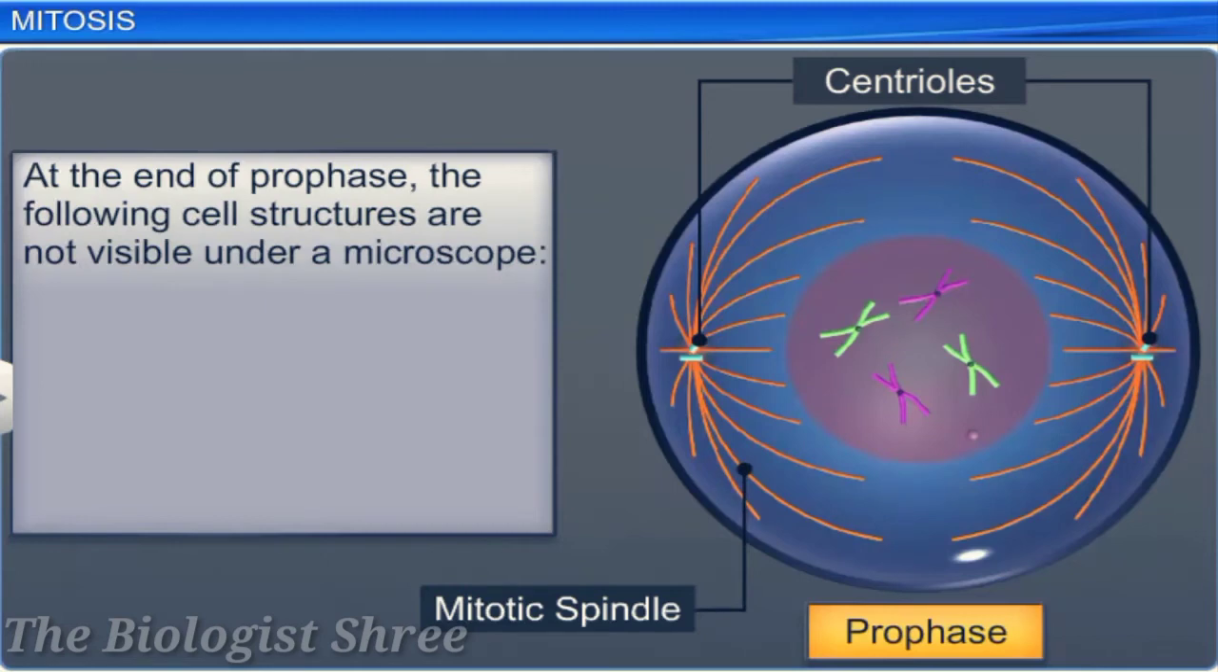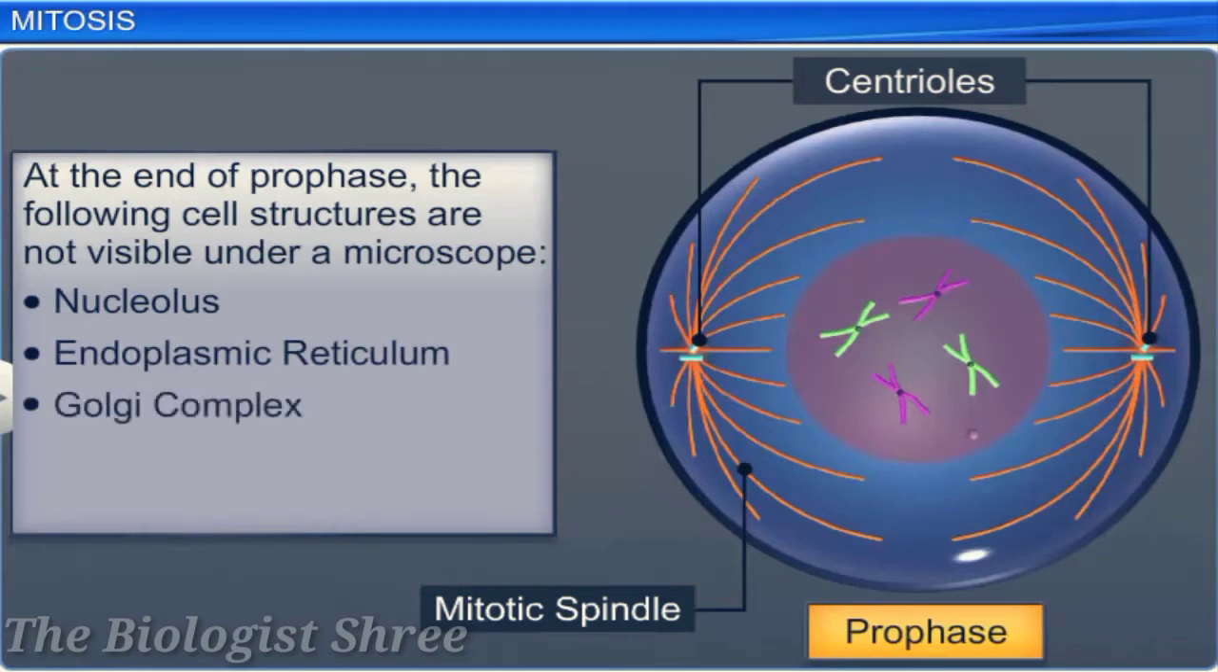At the end of prophase, the nucleolus, endoplasmic reticulum, Golgi complexes, and the nuclear envelope are not visible when viewed under a microscope.